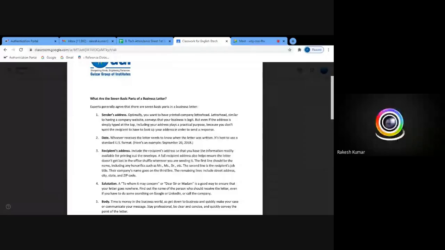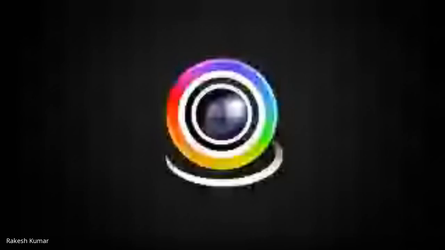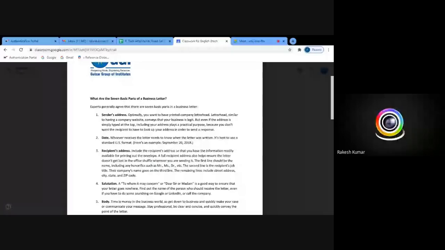Third thing which it comes here, the third part of a business letter, that is called as recipient address. Who would be your receiver? So they are saying whosoever would be your receiver, you supposed to write his or her address over there. Include the recipient's address so that you have the information readily available for printing out the envelope. A full recipient address also helps ensure the letter doesn't get lost in the office shuffle wherever you are sending it.